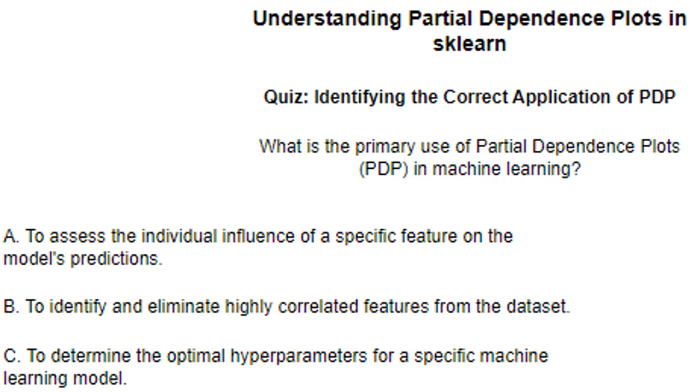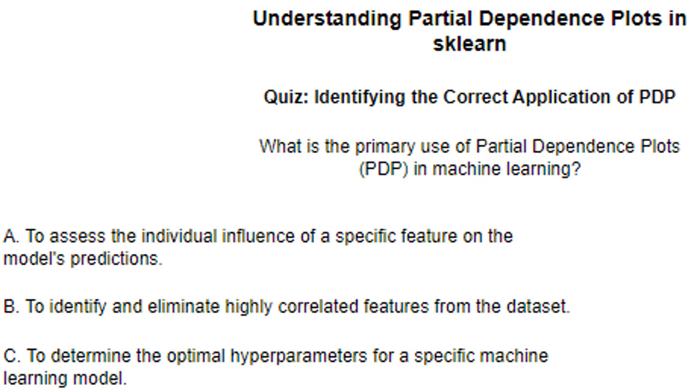Correct. Partial dependence plots (PDPs) are visualization tools used to understand the relationship between a target variable and a specific feature in a machine learning model. They illustrate how changes in the chosen feature affect the model's predictions while holding other features constant.